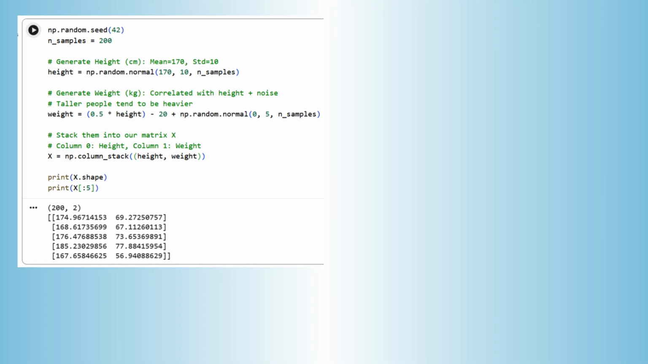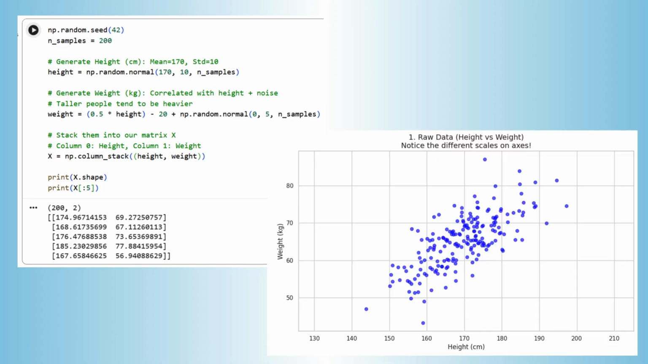To make this intuitive, we'll create a dataset of 200 people with 2 features, height and weight. We generate the data so they are correlated. Let's look at the raw data we are generating. Height is around 170 and weight is around 70. The scales are different. If we run PCA now, height will dominate the math just because the numbers are bigger.